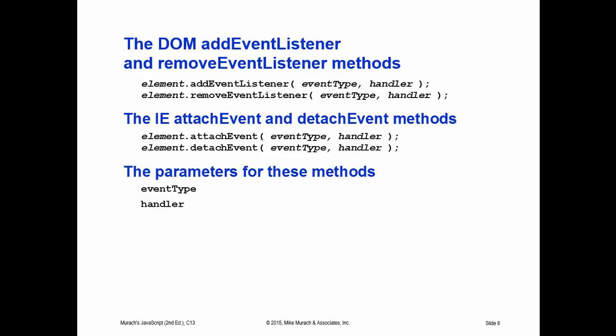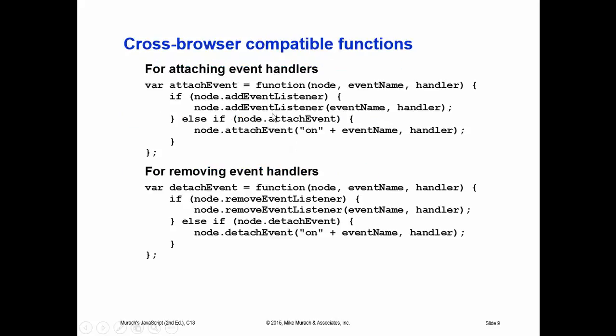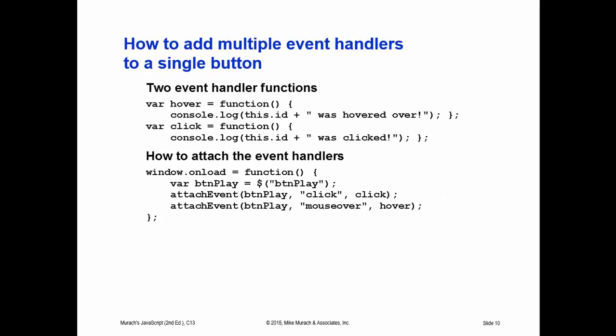So I think there is an example of how you can do that. You check first for addEventListener. If it is there, boom. Otherwise, you check for attachEvent. Newer, older. Newer, older. There's an example, or a couple of examples, on how you can add multiple event handlers to a single button.